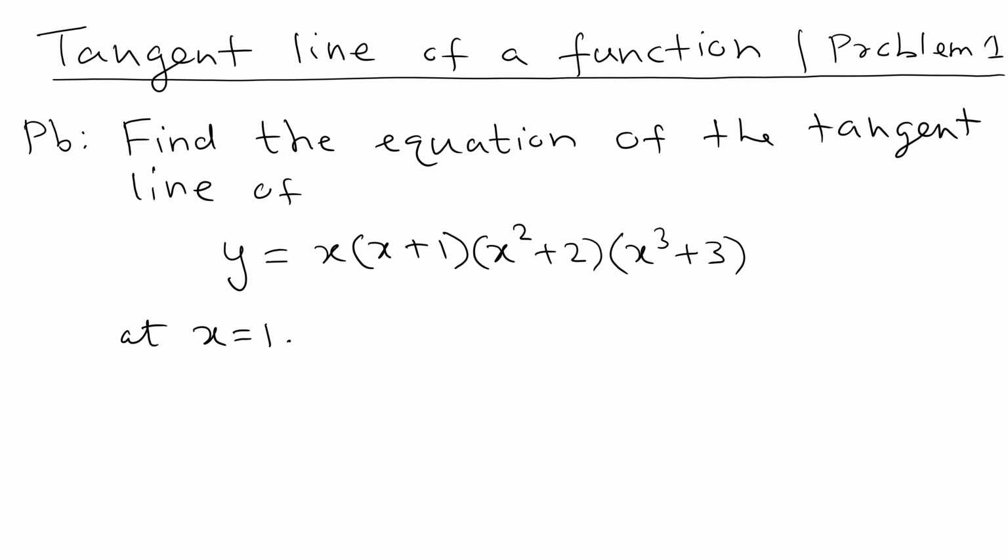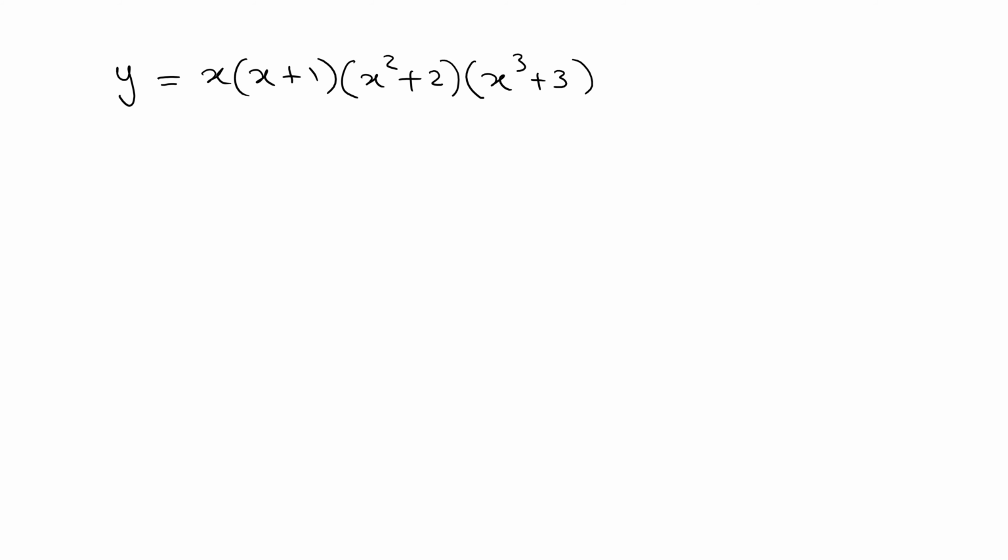The first thing we notice is at x equal -1, when you plug in x equal -1, this term x plus 1 is 0. So because of that, we try to isolate that term before we take the product rule. We write this as x plus 1, and then we have the rest of the terms, x squared plus 2, x cubed plus 3.